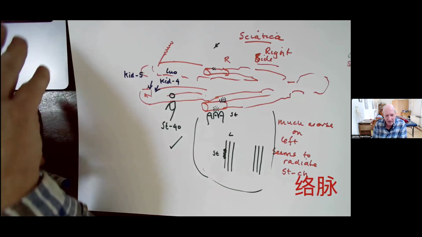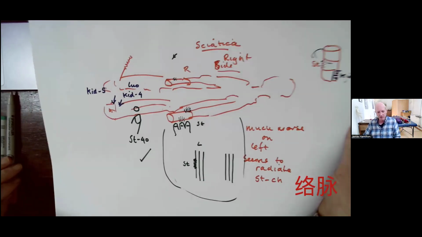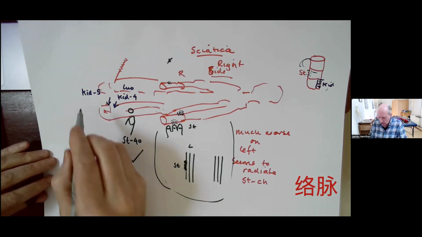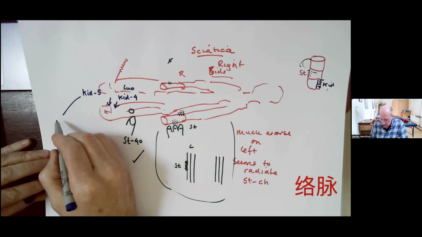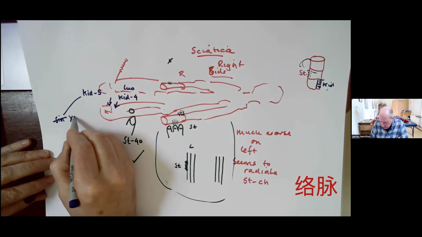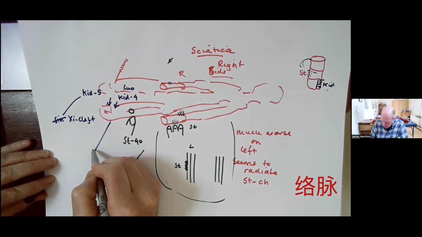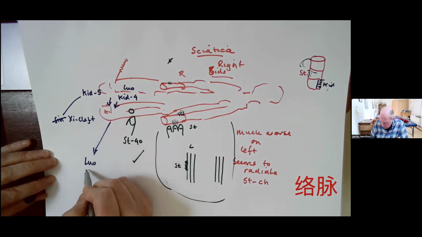Okay, any questions on that? I covered quite a lot just there. Yeah, sorry, Jamie, you said kidney 5, did you say it's the sinew point? Yeah, so the kidney point here is the sinew point, it's the xi cleft point. Okay. And kidney 4 is the lower collateral.